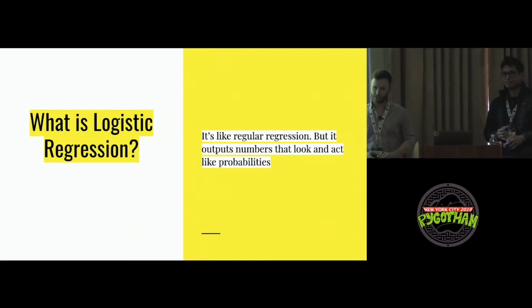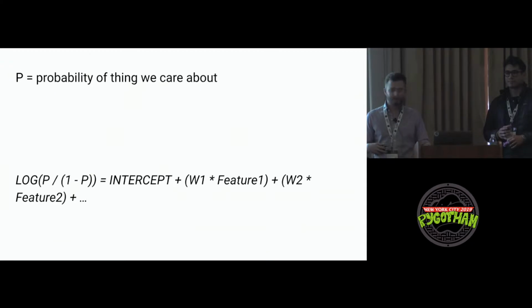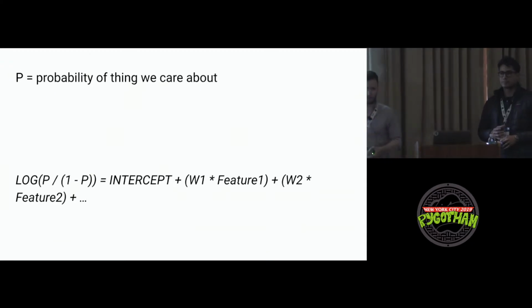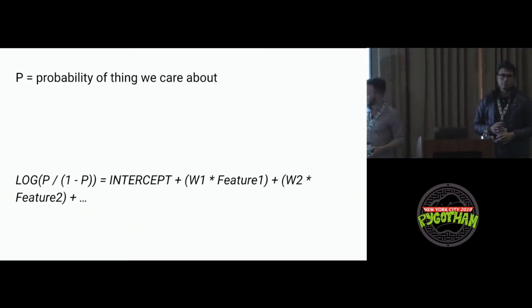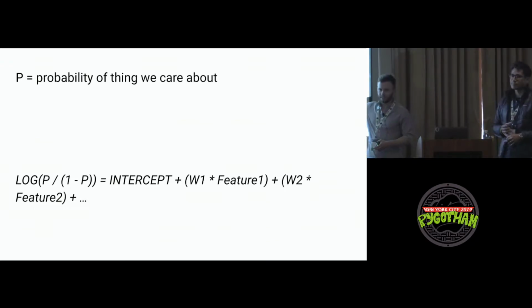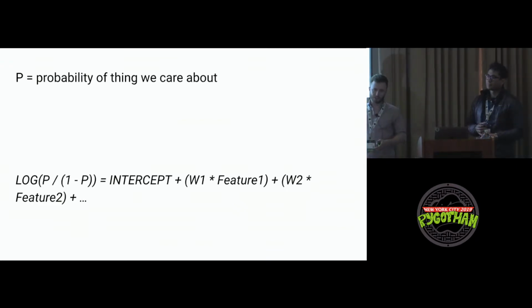So one of them is called logistic regression. I suspect most of you all know what regression is. This is a lot like that, except the number it outputs looks and acts like a probability. And so if P is a probability that some event you care about is going to happen, what this looks like is this weird function of P on the left side is equal to the intercept plus a weighted sum of various features. Those of you from statistical backgrounds call weights coefficients. It means exactly the same thing.